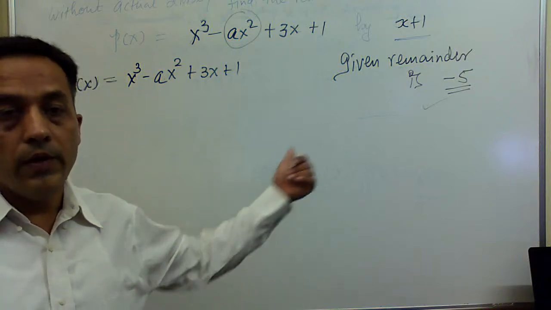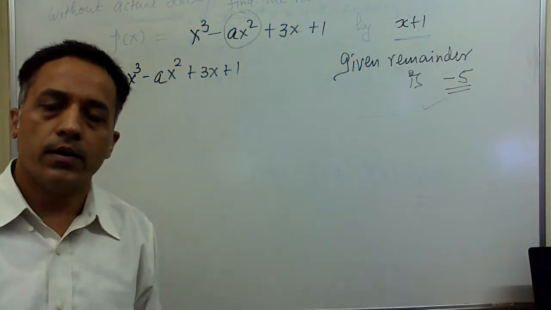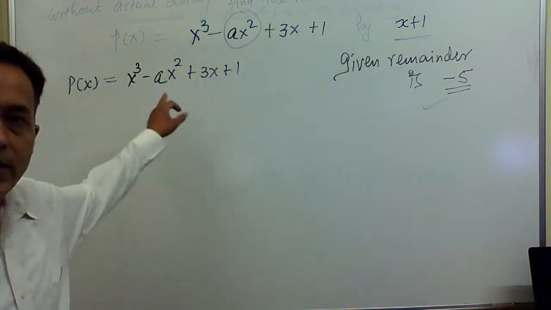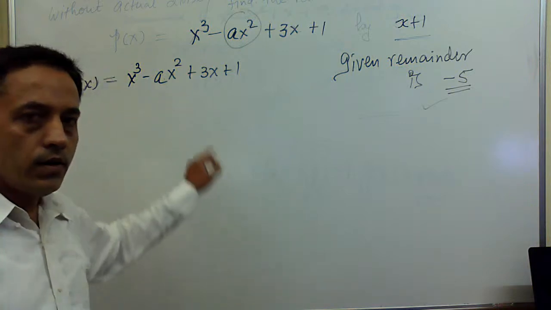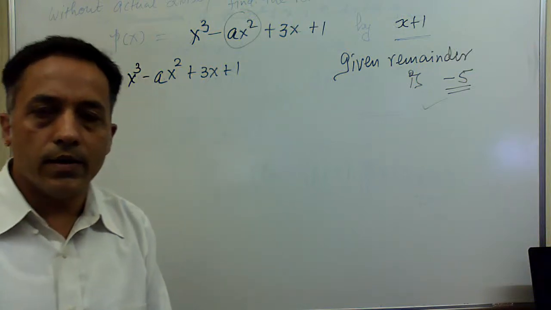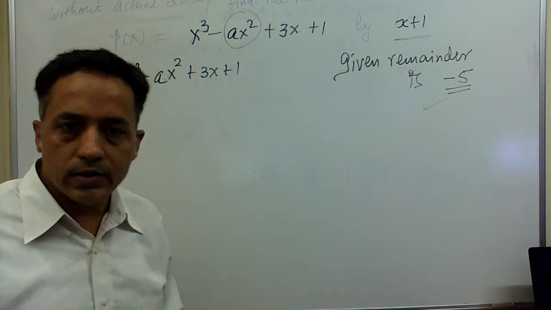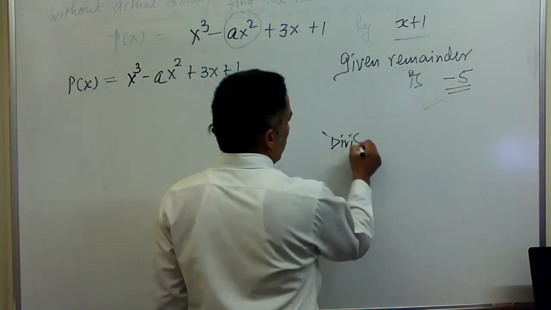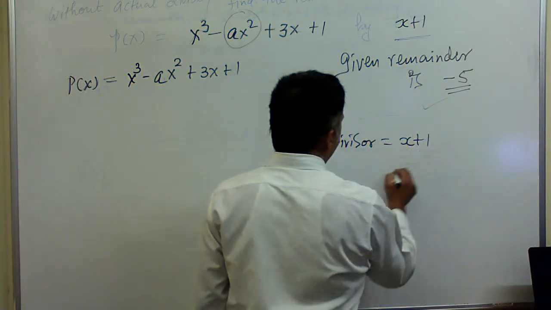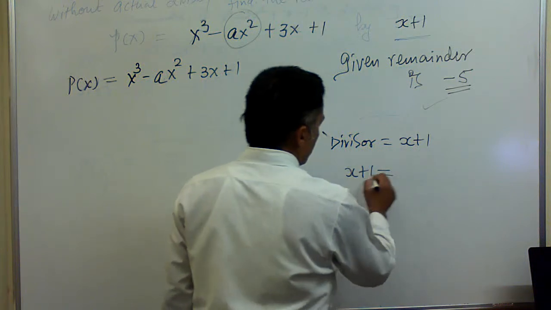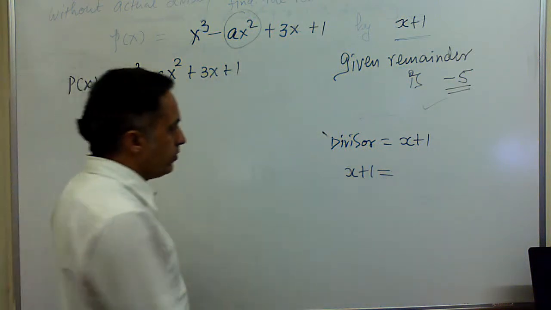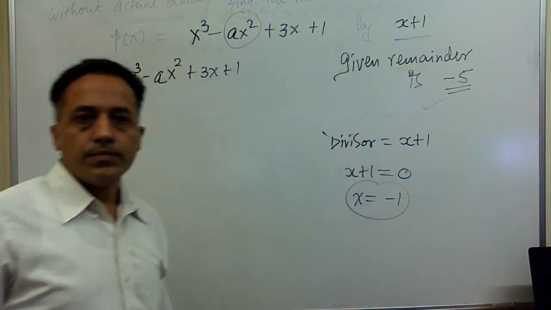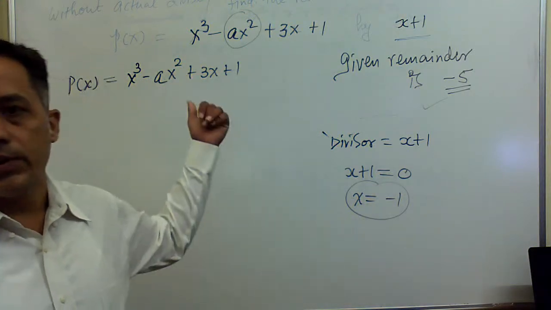So when you use the remainder in the question for the solution, you are now very much clear that at last, for a, we will get 2. So let's check it. Here our divisor is x plus 1. So x plus 1 is equal to 0, so x would be minus 1. This value of x we will substitute in the given equation.